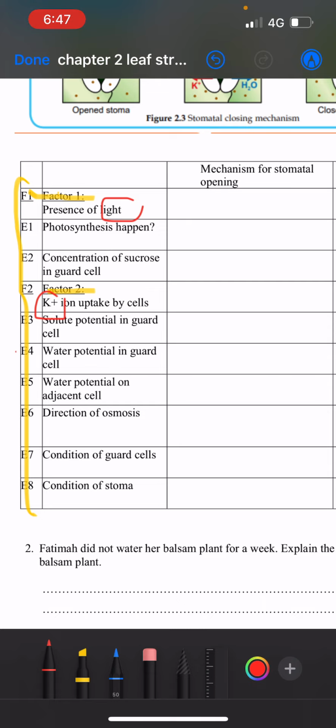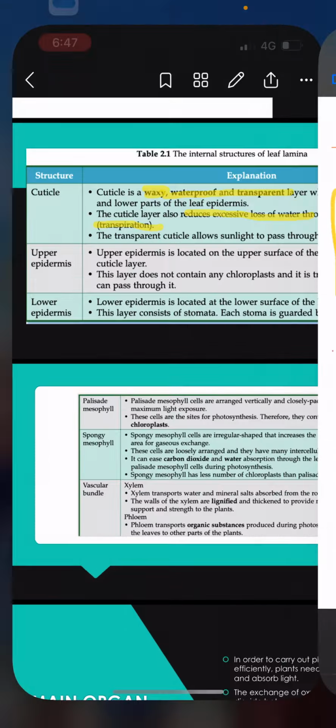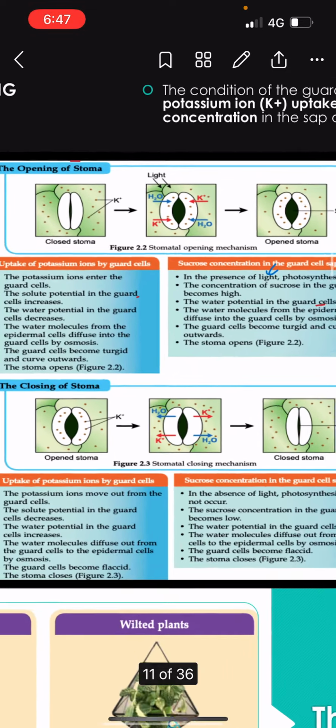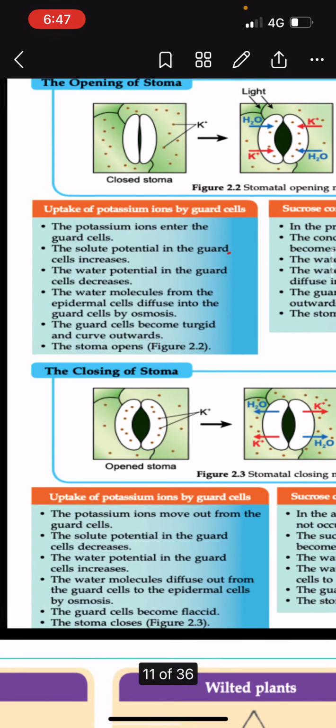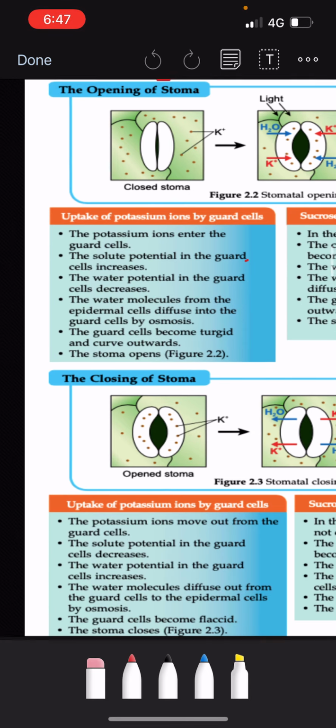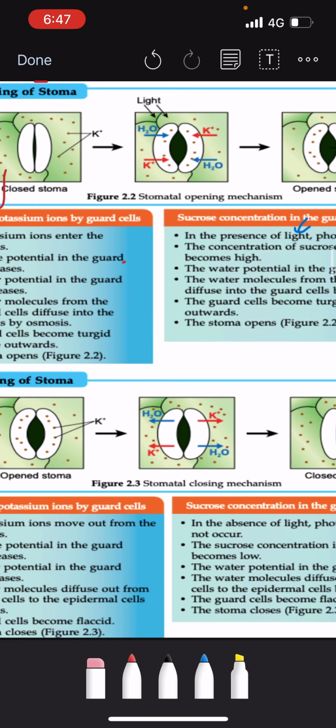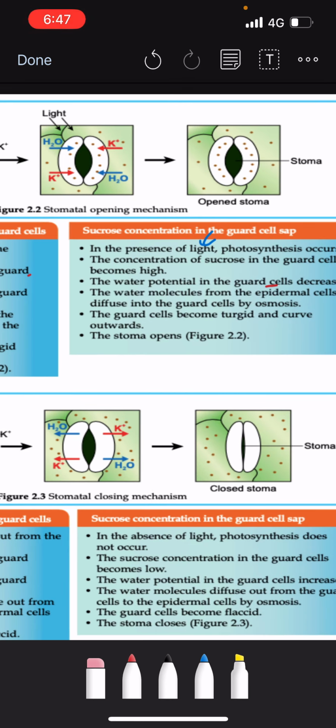Okay, so let's look at the explanation. Dekat sini sebenarnya, ini from textbook, this is the first factor that initiate the opening of stomata. Second factor yang menyebabkan stomata boleh terbuka juga disebabkan oleh yang tadi tu, light. So this is the second factor that initiates this process. So let's talk about the second factor first lah. Okay, so we talk about the presence of light here.